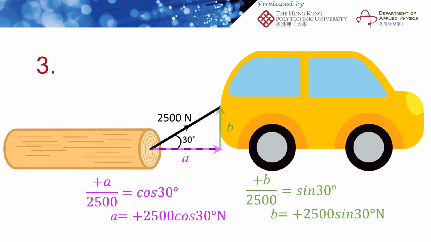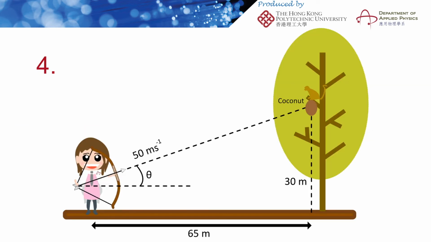To find vector B, it is pointing in upward direction. Plus sign will be used to show this direction. We have the opposite side and the hypotenuse, so sine will be used, and vector B is equal to plus 2500 sine 30 degrees N. You can try to label all vectors in question 4.